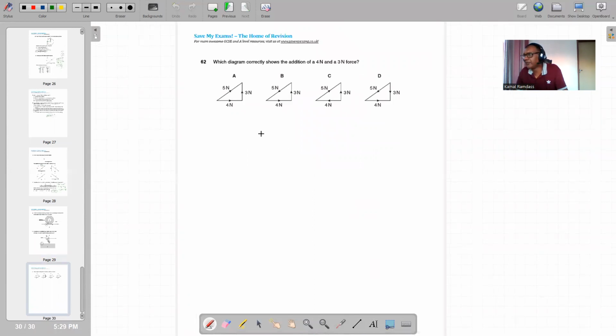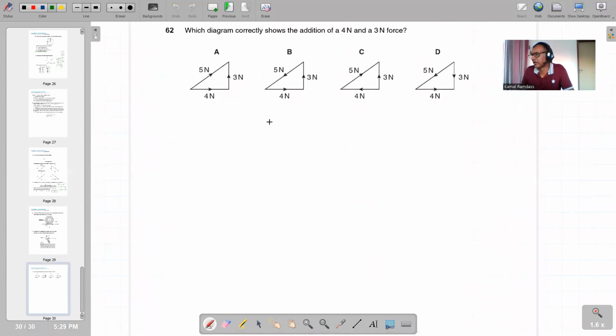Which diagram correctly shows the addition of a 4 Newton and a 3 Newton force? 4 plus 3, more than 5, that seems correct. Vector addition, more than 5. 4 plus 3, no, this is not right. Not this one. Ah well, it is this one. A is the right answer.